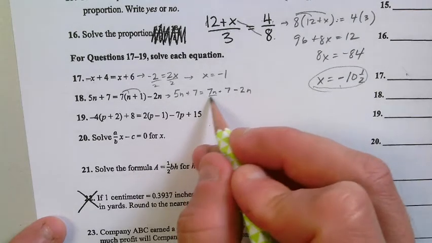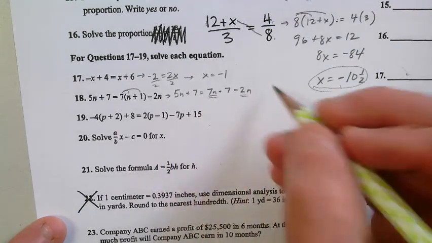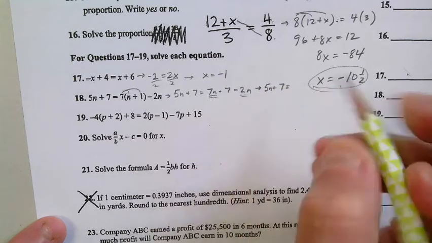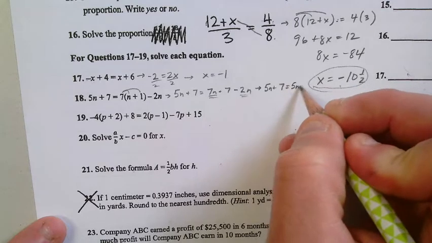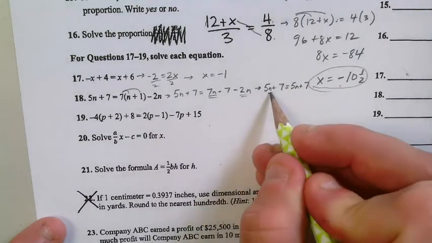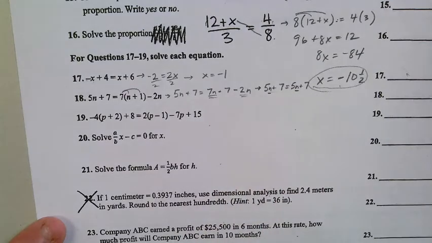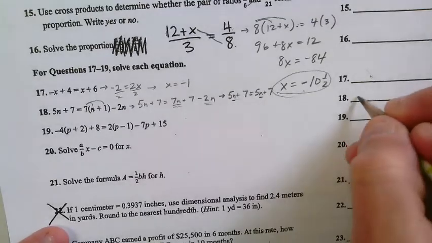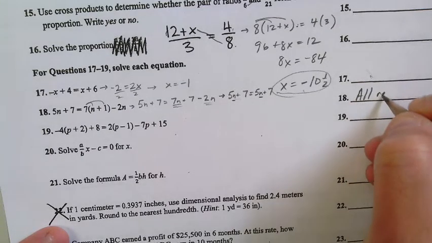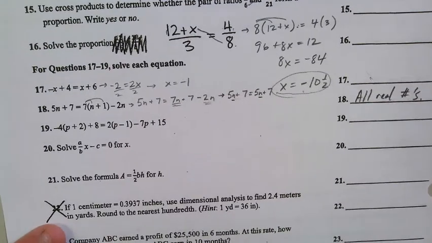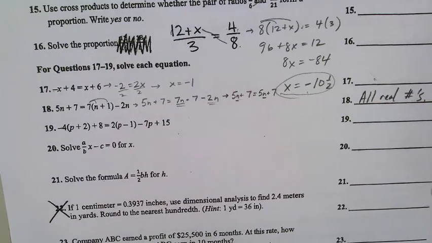Now, if I take 7n and subtract 2n, combine the like terms, I end up with 5n plus 7 is equal to 5n plus 7. It's the same thing on both sides. Does it matter what number I plug in here and here? No, it's going to be equal every single time. So for number 18, I'm going to put all real numbers. Okay, all real numbers for number 18. Doesn't matter what I plug in. Remember, it's also called the identity property.